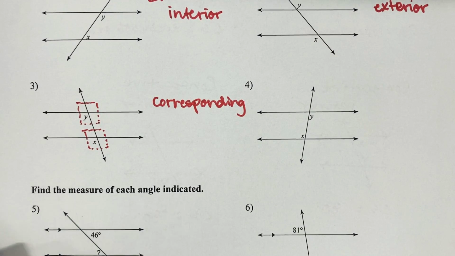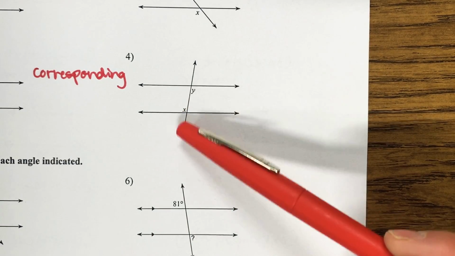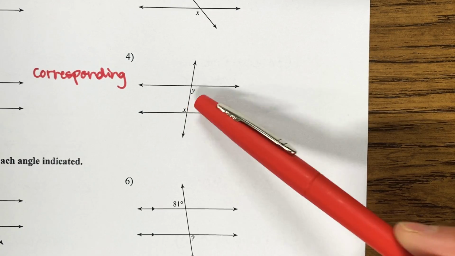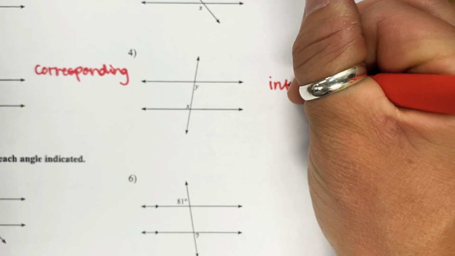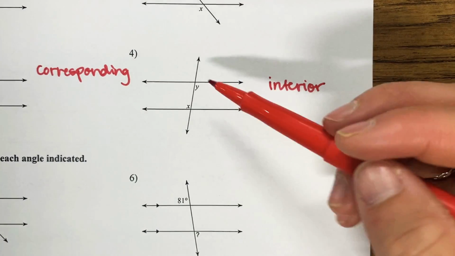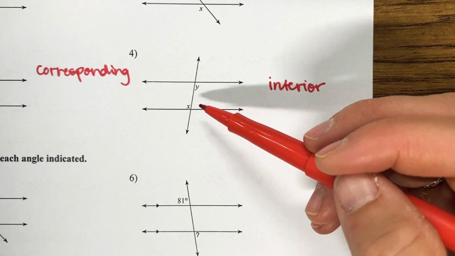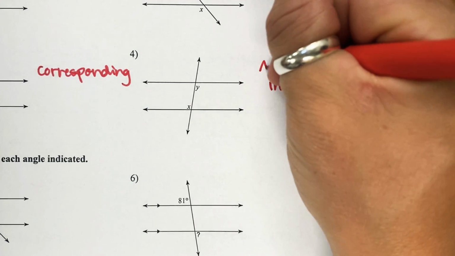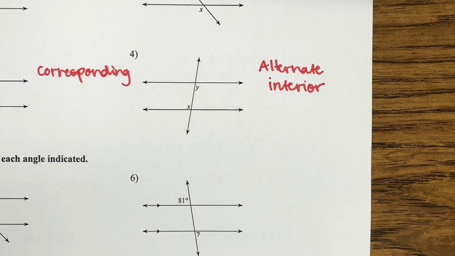Beautiful. Okay, now let's look at number 4. The first thing I notice is that both of these angles are on the inside of my parallel lines, between these parallel lines. Okay, so that automatically tells me interior. Okay, well, are they on the same side of my transversal or different sides of my transversal? One is on the left, one is on the right, so that tells me alternate interior.